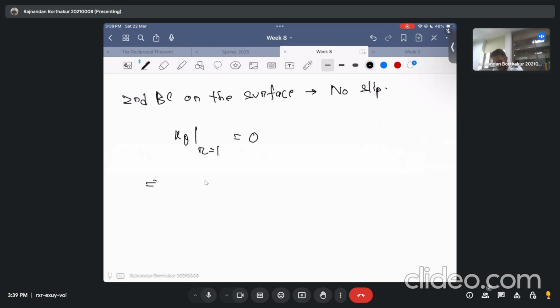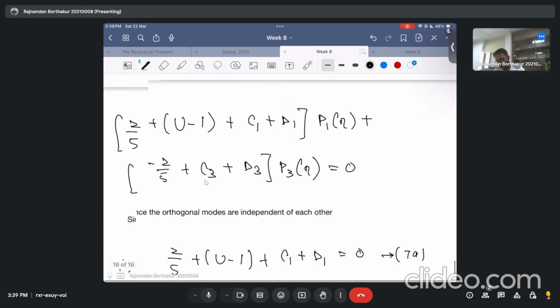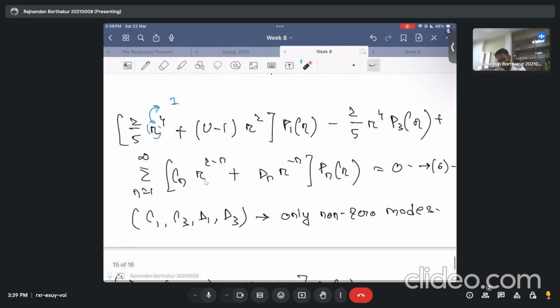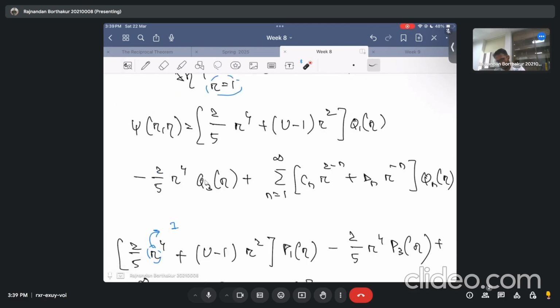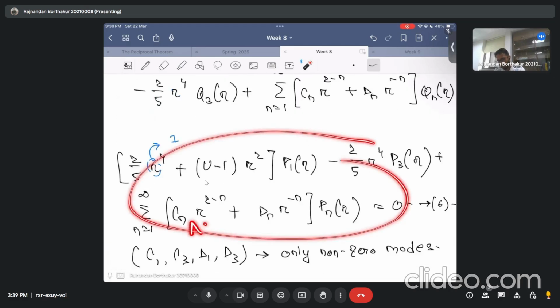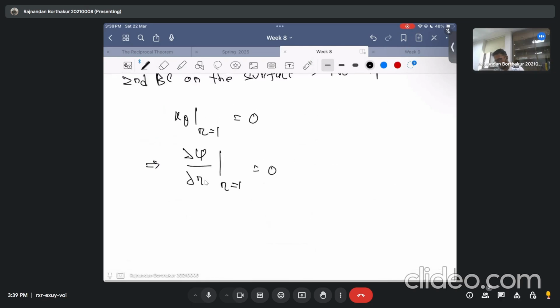And then if you relate this with the stream function, you will eventually see that del psi by del r at r equal to 1 is equal to 0. We know that psi is basically this, with the modes n equal to 1 and 3 in the cn's and dn's. So if you just use this, you will simply get something like this. It will be just algebra. You can verify it at your end.